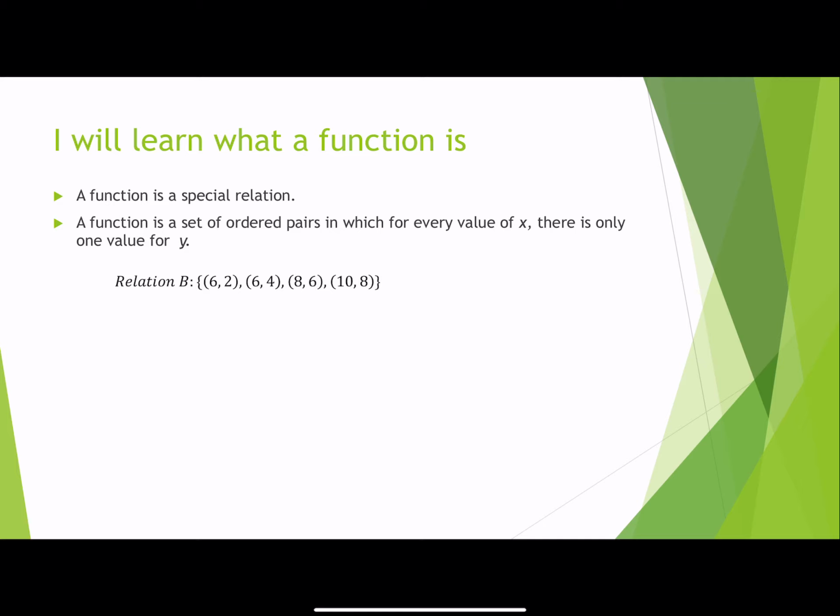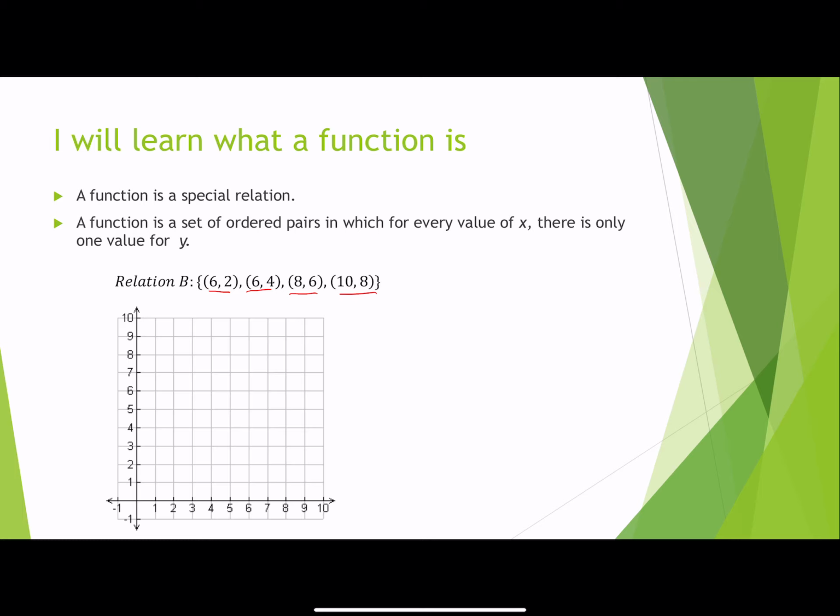Okay, relation B is a bunch of points. When we graph those points, do you see how when x is equal to 10, we only have one value of y? When x is equal to 8, I have one value of y. But when x is equal to 6, is y equal to 2 or y equal to 4? Well, there's two answers. So therefore, not a function. For x equals 6, there are two y values. Not a function.